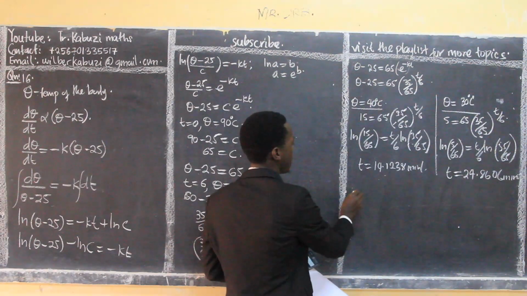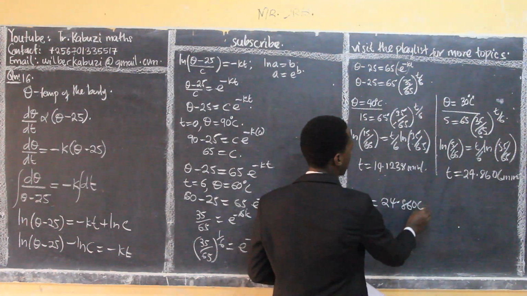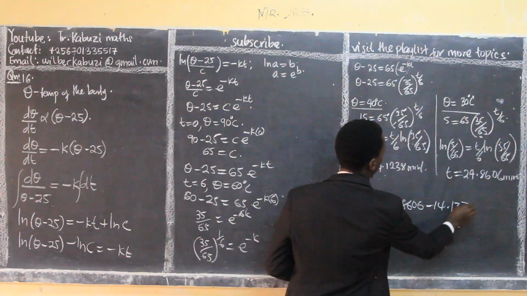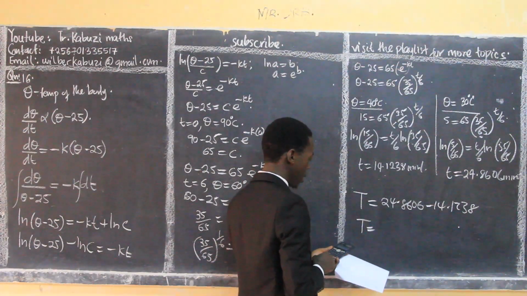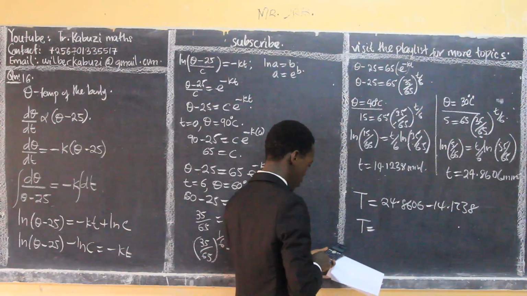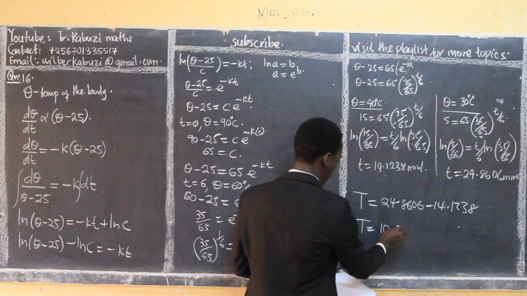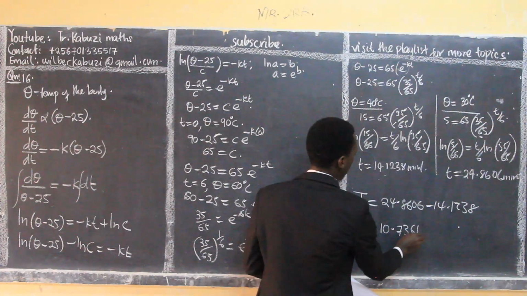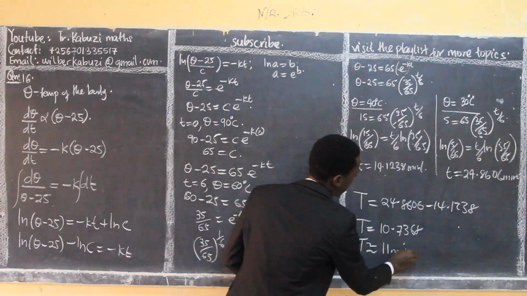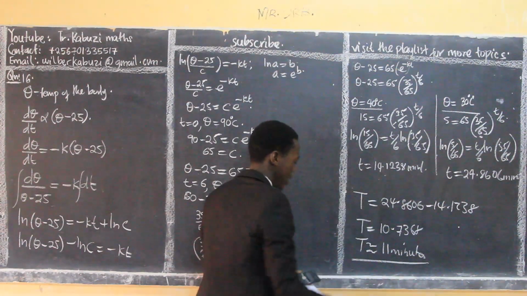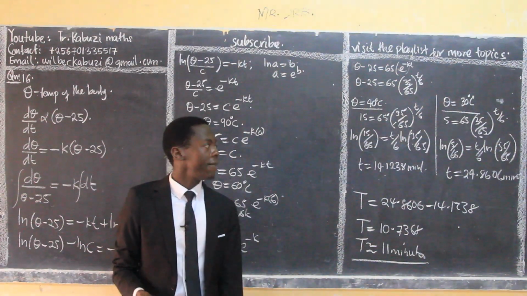So now they want me to get the time from that to that. So my time is going to be 24.8606 minus 14.1238. So my time there becomes 10.7368, which I can approximate to the next minute, which is 11 minutes. So that means for my body to cool from 40 degrees to 30 degrees, I need only 11 minutes.